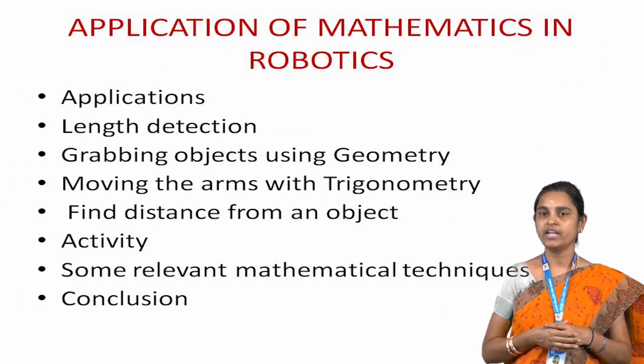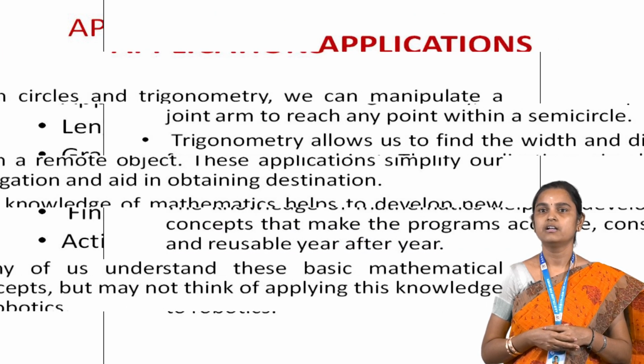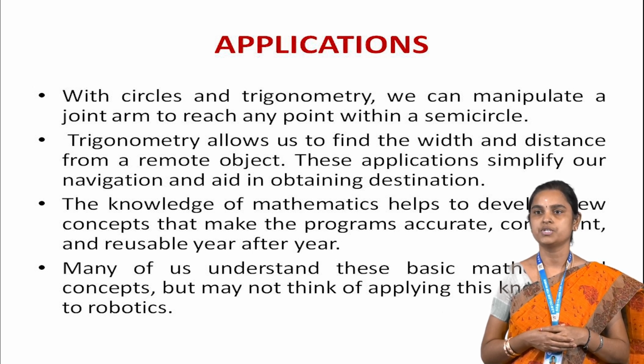Here we can find the length detection, how a machine grabs the object using geometry, move the arms using trigonometry, and find distance from an object. Next, applications. With circles and trigonometry, we can manipulate a joint arm to reach any point within a semicircle. A simple concept of the formula of circle and semicircle can be used in robotics. And the concepts of trigonometry allow us to find the width and the distance from a remote object. These applications simplify our navigation and aid in obtaining destination.